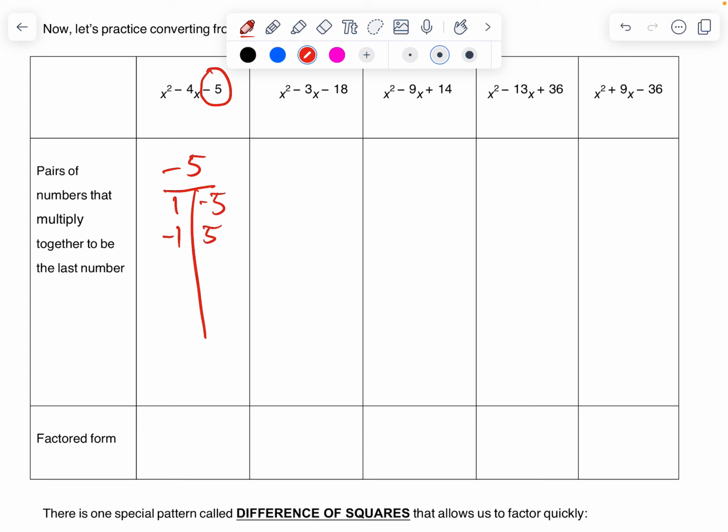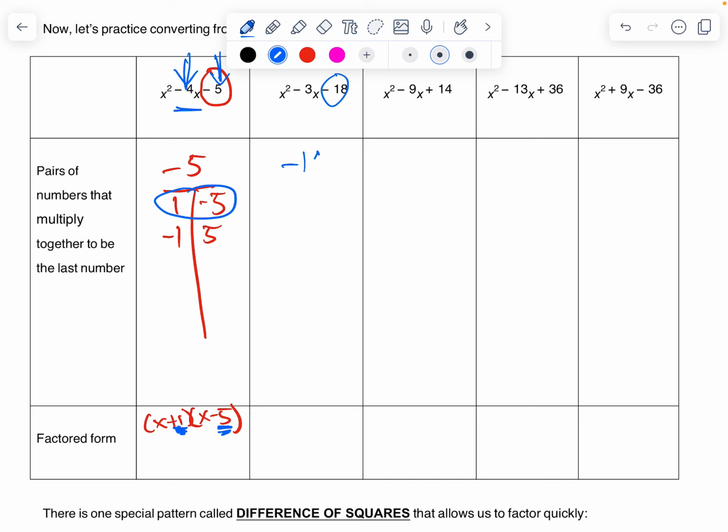Notice if you have a negative number, you're going to have twice as many combinations you have to look through to see if you get that middle number. Middle number is negative 4, and so we got 1 minus 5 is negative 4. So now we can write this as x plus 1, x minus 5. And let's just check and make sure this works. 1 minus 5 is negative 4, and 1 times negative 5 is negative 5. So we've checked off both of those, and we're good.